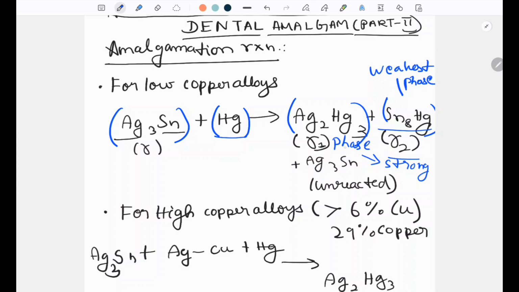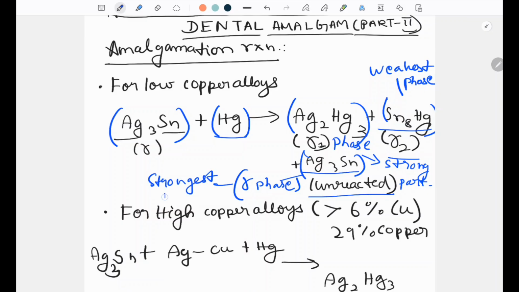Silver mercury, that is gamma 1 plus gamma 2, tin mercury plus silver tin, that is unreacted particles, are also formed. In fact, they are the gamma phase and they are the strongest of all the phases. This happens in low copper alloys, that is less than 6%.